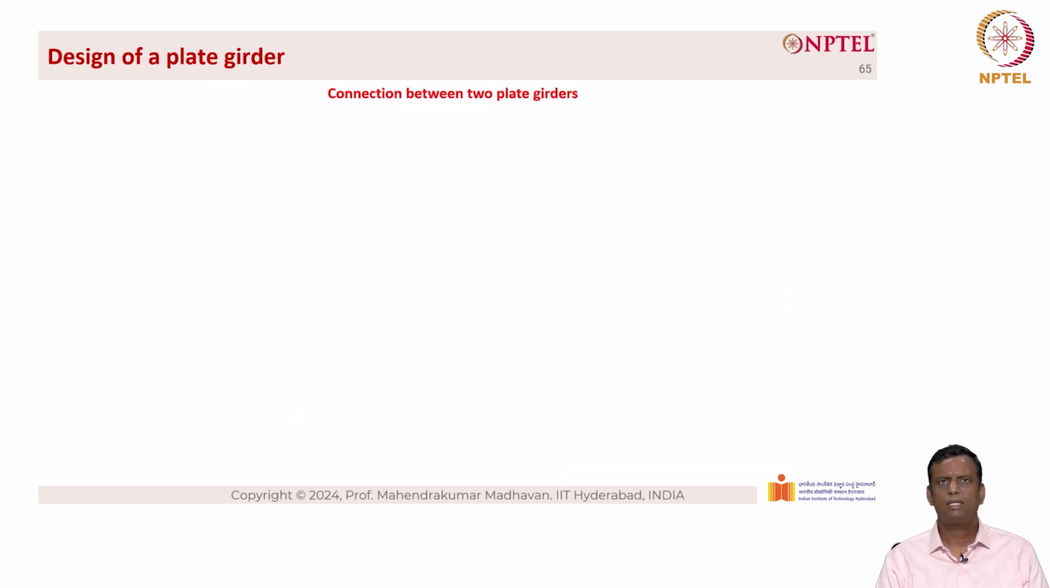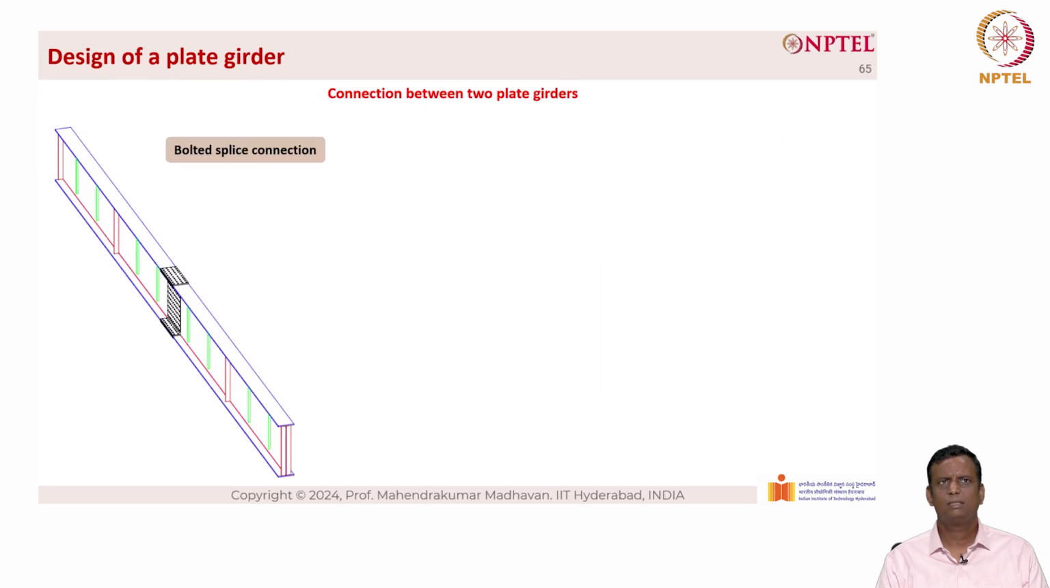We should also look at the connection between the two plate girders. The connections can be done by welded or bolted. Here we are highlighting the bolted splice connection because it is very difficult to transport the girders.